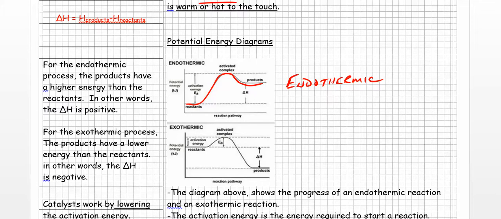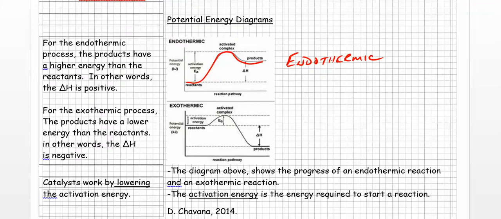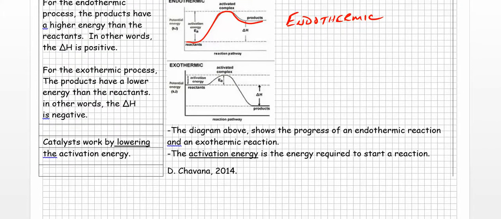That's endothermic. Now for exothermic reactions, we have just the opposite. For an exothermic reaction, we do have to go up temporarily, and we'll talk about that little bump right there in just a moment. But eventually we fall back down, so the products have a lower potential energy than the reactants.